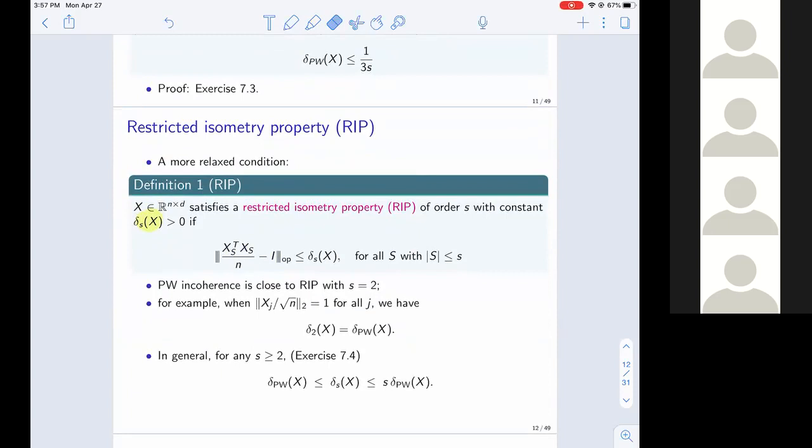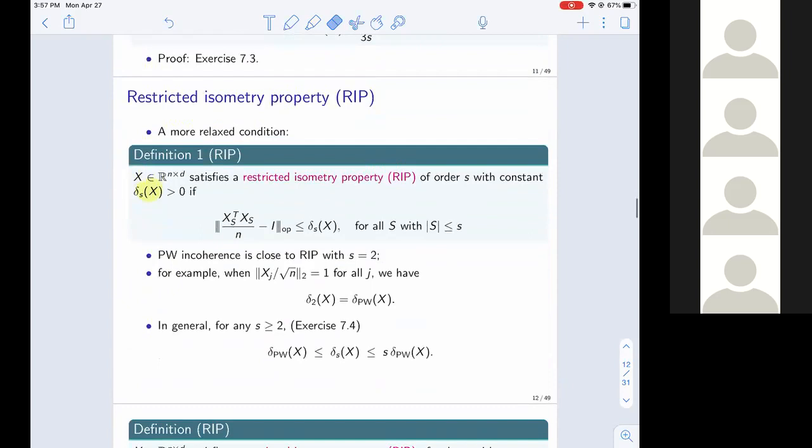So the pairwise incoherence in the case where s is equal to 2 is going to be close to this, but not in general. I'll let you think about this. If, for example, the columns are normalized such that the norm of each column is exactly root n, then you can show for yourself that the RIP constant with s equal to 2 is the same as the pairwise incoherence constant. But otherwise, you can see this inequality, which is one of the other exercises in the book, that the RIP constant is sandwiched between the pairwise incoherence and s times the pairwise incoherence.